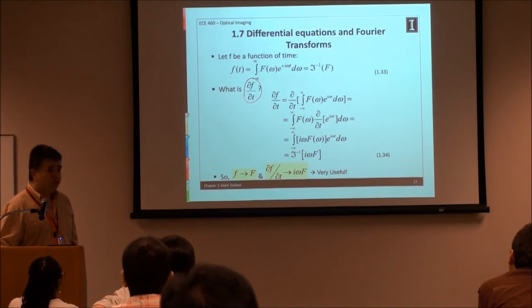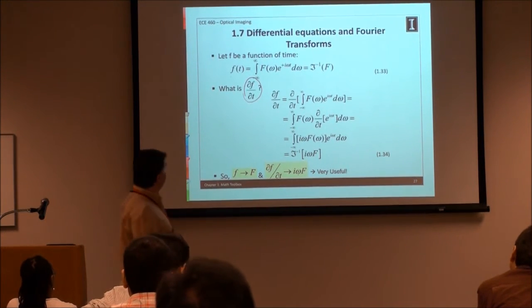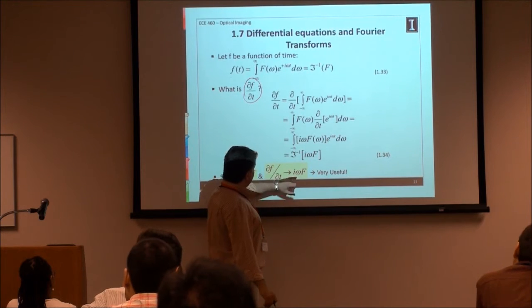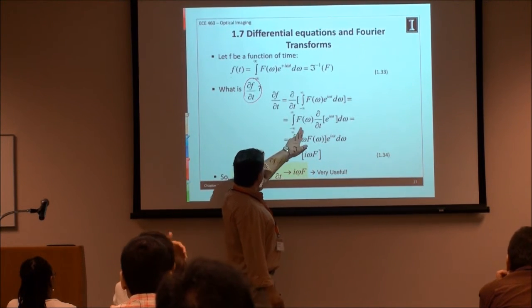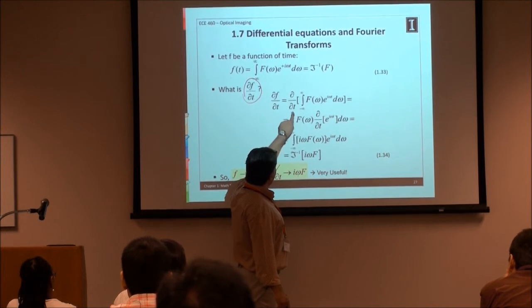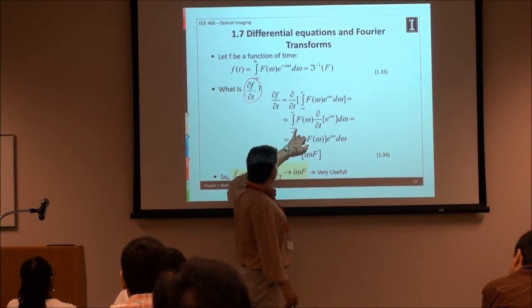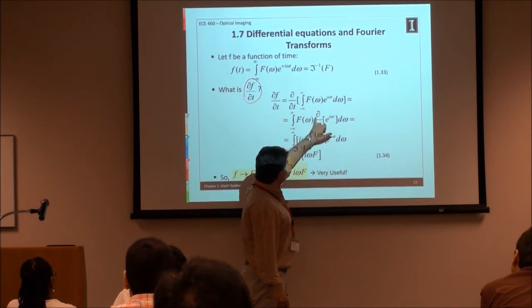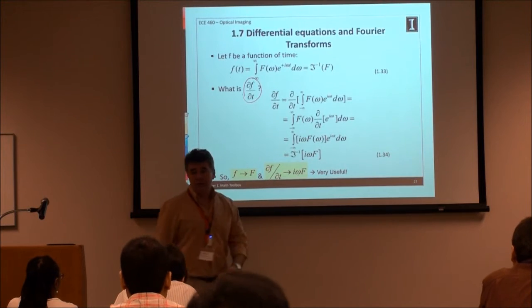So again, I don't know about you, but to me, multiplying with omega is much easier than taking a derivative, right? And by the way, the proof is really easy because F of omega doesn't have t. When I express f of t as the Fourier transform of F of omega, d/dt goes in here. The derivative of e to the i omega t gives you i omega.